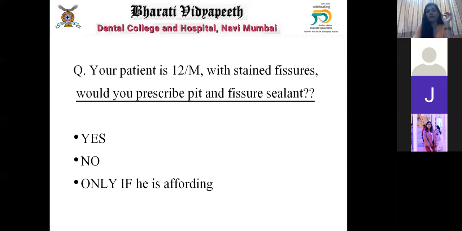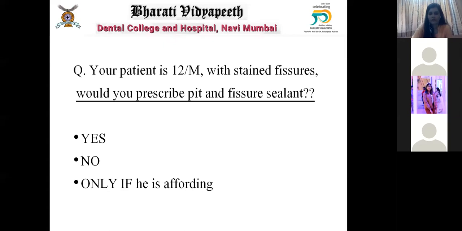Your patient is a 12-year-old male with stained pits and fissures. Would you still prescribe a pit and fissure sealant? Stained pits and fissures. What are your answers? Roshni? No, ma'am, we won't prescribe. Why is that so? What if he can afford it? Because we prescribe pit and fissure sealants for newly erupted posterior teeth.